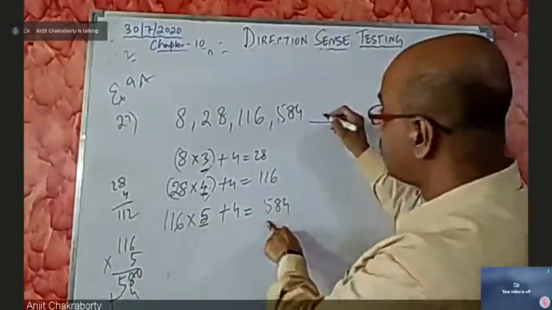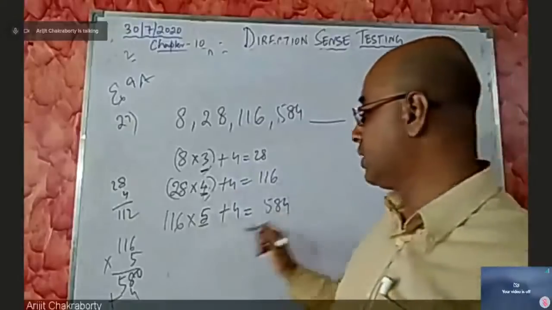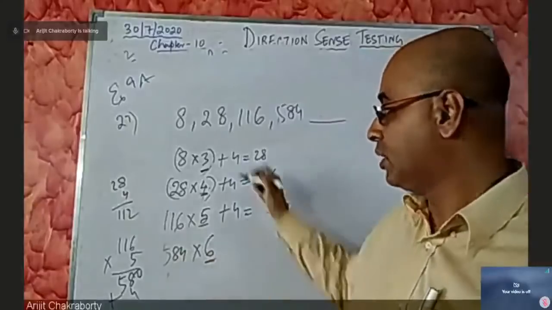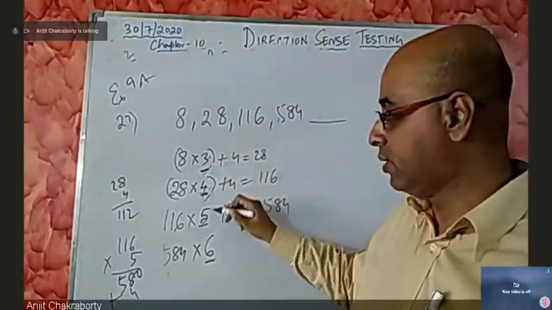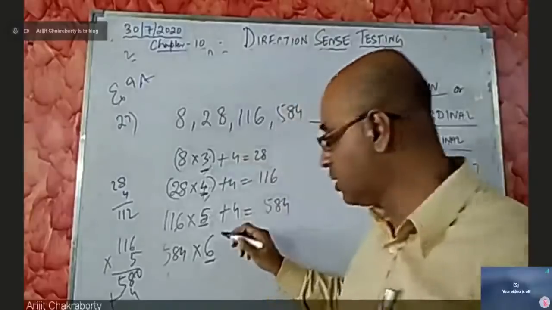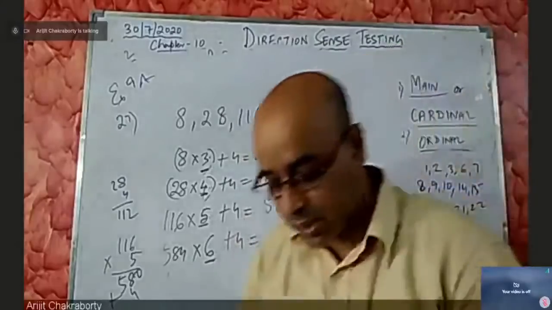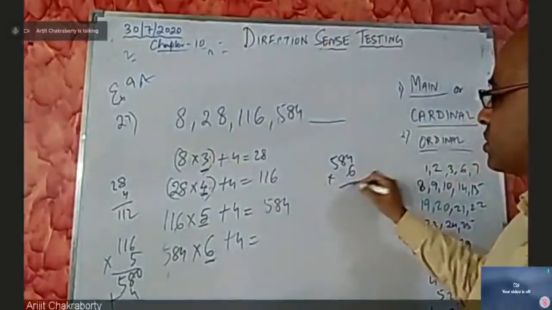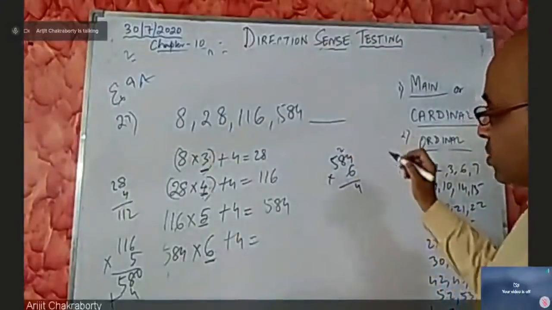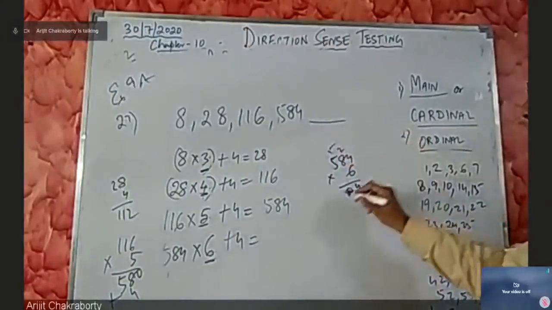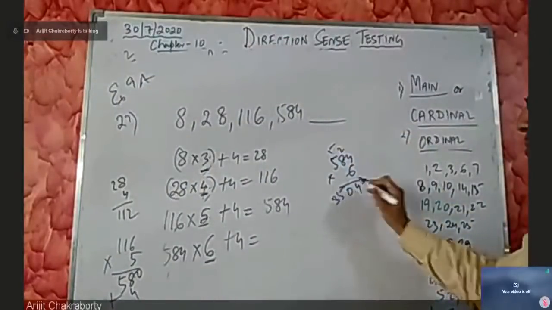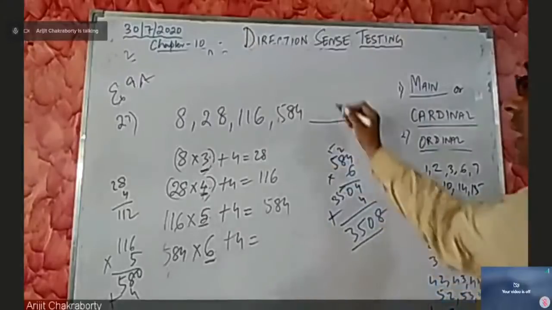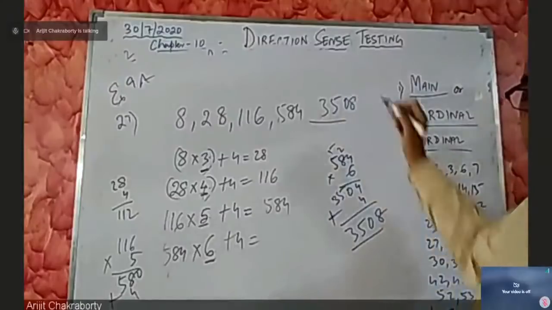So this is 584. What is the next number? Now it is easy. It has to be 584 into 6. 3 here, 4 here, 5 here, has to be 6 here, plus 4. So let us calculate 584 into 6. 6 4s are 24, 4 carry 2, 48, 50, 0, 5, 5. It's coming to 3504. Plus 4 you add, it comes to 3508. So the answer is 3508.